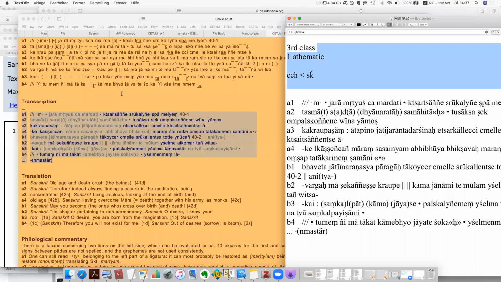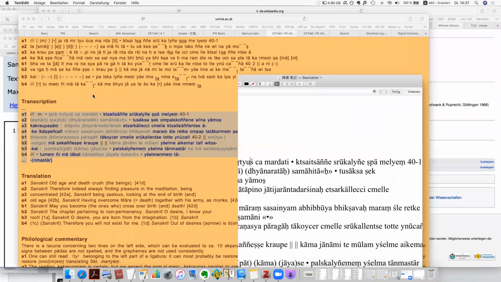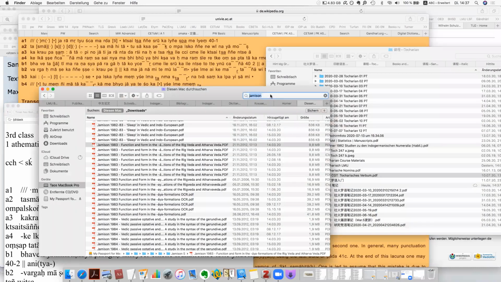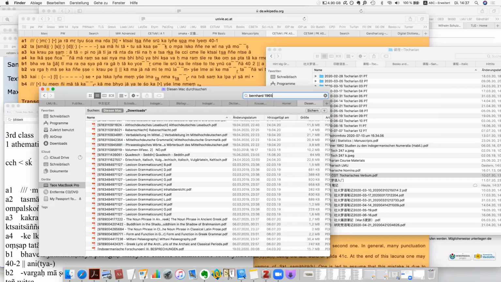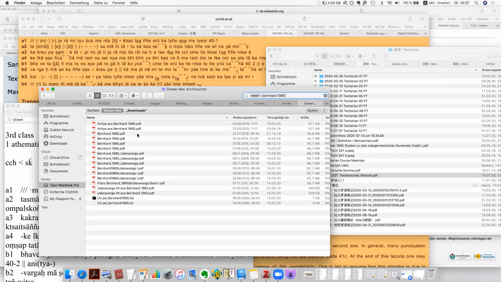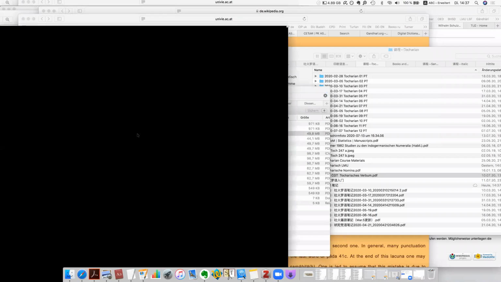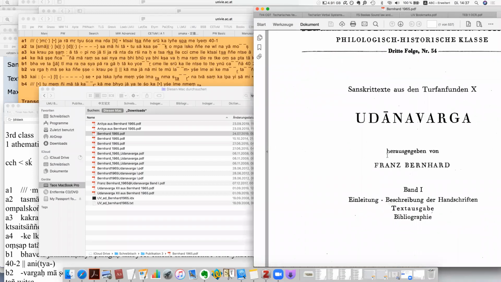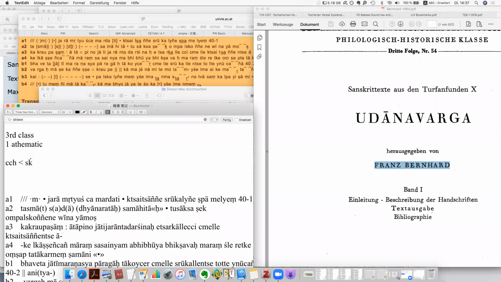This is our text. And for the Udānavarga Sanskrit text, we need to use the text edition made by Franz Bernhard. So this is another point you need to keep in mind. This person is very, very important for our study. Wait a minute. So this is his name, Franz Bernhard. Remember this name, important.